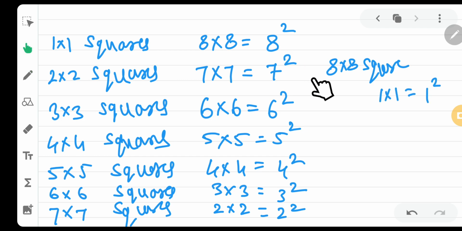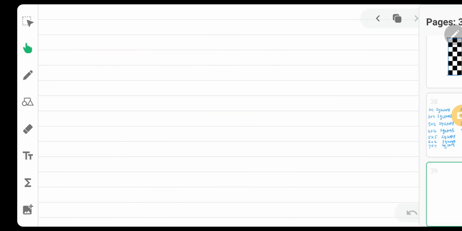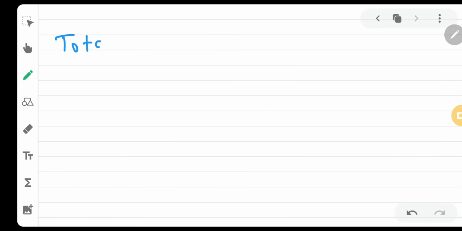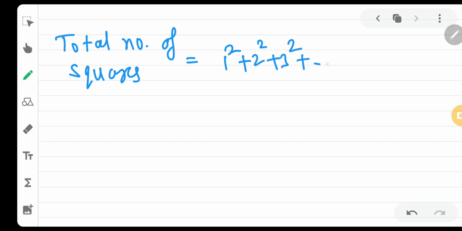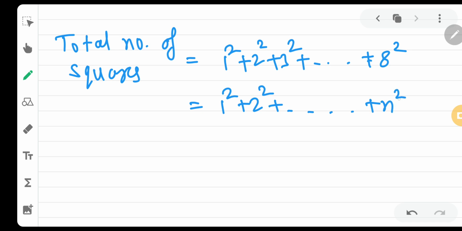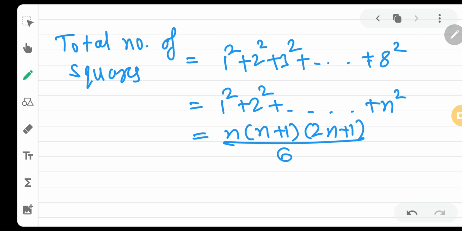Now, 8 square is 64, 7 square is 49, 6 square is 36, then 25, 16, 9, 4, and 1. That way you also can do it and add all of them. But I want to show you something else. So total number of squares: 1 square, 2 square, 3 square, up to 8 square. Now, there is a formula for such kind of things. If you have 1 square, 2 square, up to n square, then the formula is n into n plus 1 into 2n plus 1 by 6. This formula definitely comes in very handy. So I will use that formula.